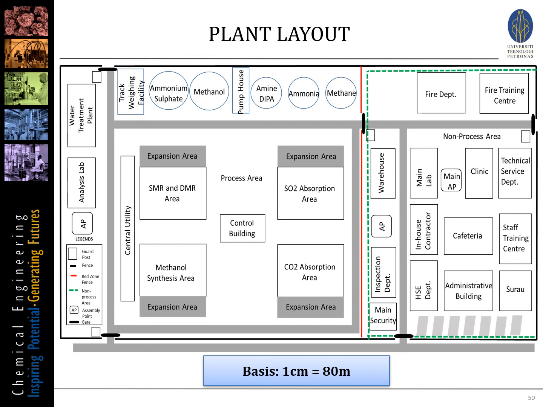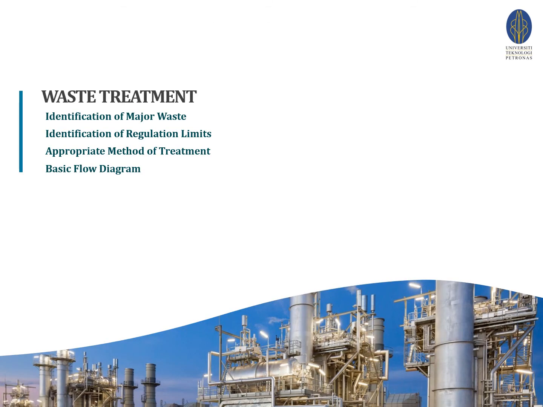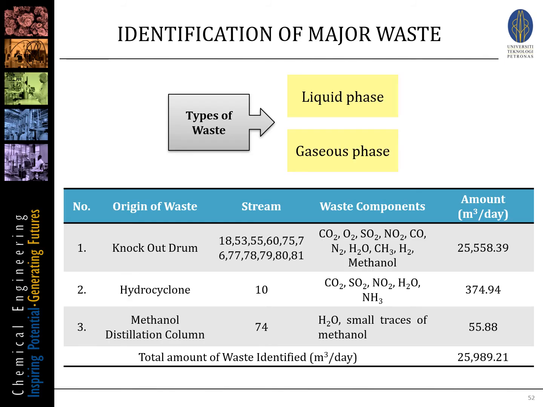Besides, there are areas such as expansion ground for future plant expansion. Moreover, there are also assembly points in which all personnel will gather in the case of emergency and unsafe incidents. That's all for the plant layout part. Now I will proceed with the waste treatment. As we all know, waste treatment is one of the most important steps in plant design, as this is to ensure all waste are managed systematically before releasing it.